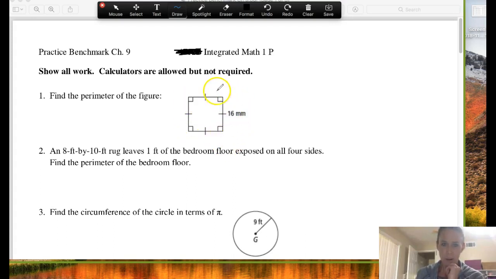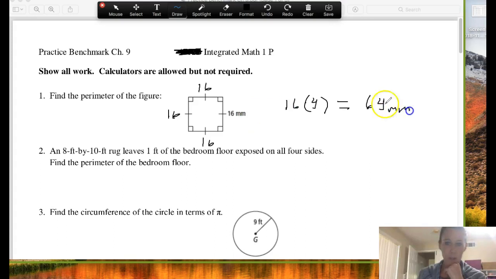To find the perimeter, all you have to do is multiply one side by 4 because they're all the same size. Or you could just go 16, 16, 16 and add it up, which is essentially multiplying it by 4. And you're going to get 64. 16 times 4 is 64, and it is millimeters. It's not millimeters squared. You're not finding area here, just perimeter.